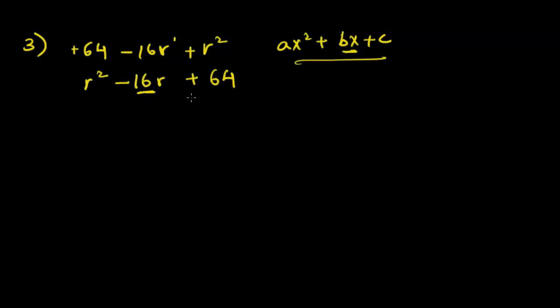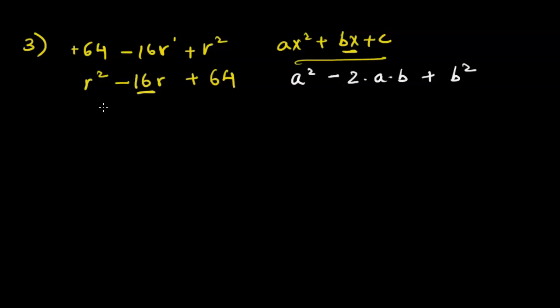So we would now compare this with the formula, and the formula is a square minus 2ab plus b square. Whenever the middle term has a negative sign, then the formula is a square minus 2ab plus b square. If the middle term has a positive sign, then the formula is a square plus 2ab plus b square.